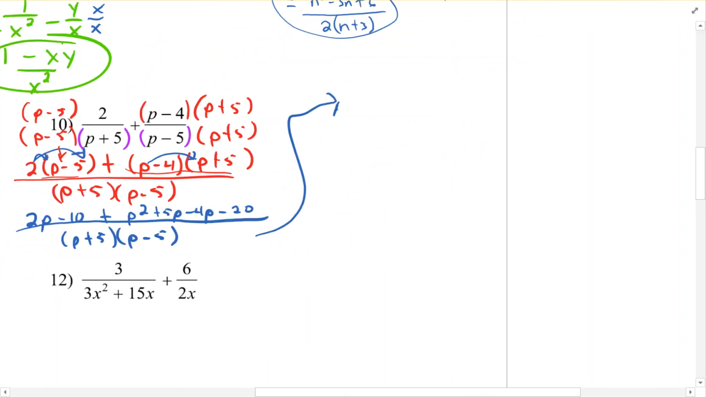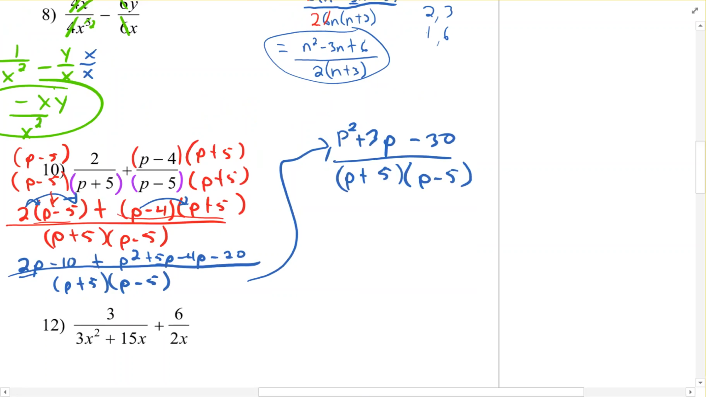So collecting our like terms, I've got 2p, I've got 5p and minus 4p. So 2 plus 5 is 7, minus 4 is 3p. We also had a p squared. I'll put p squared out front. We usually like to write p squared out front. So p squared plus 3p, and then negative 20 and negative 10 is negative 30, over p plus 5 and then p minus 5. And if you could factor this, you might be able to cancel one of these things on the bottom, but we can't. You can't factor that one anymore. So again, that's as far as we're going to be able to go.